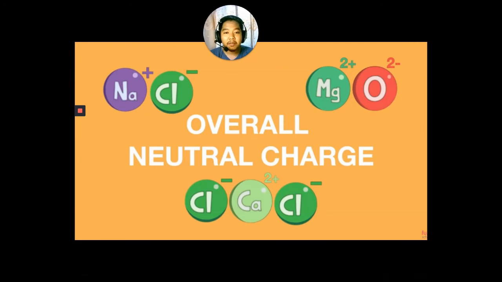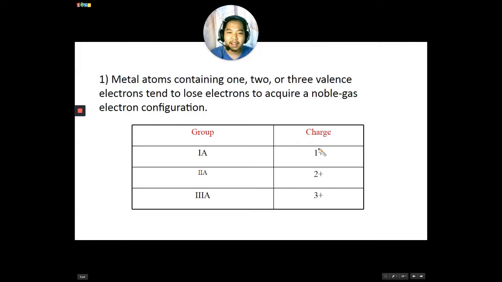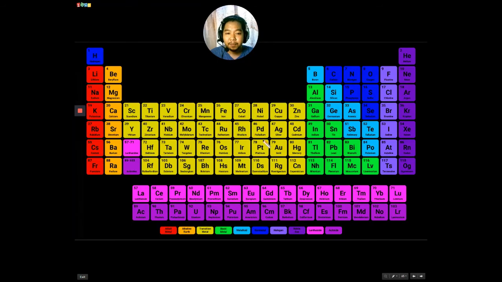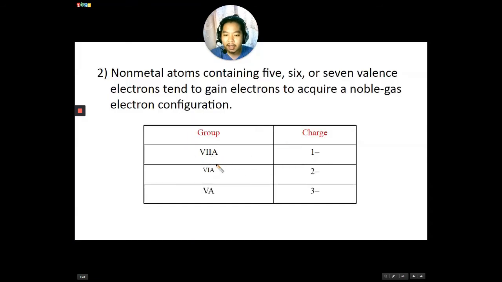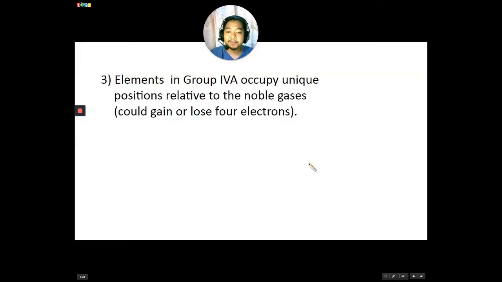And take note that all of our ionic compounds are neutrally charged. Their overall charge is 0 or neutral, making them stable. They want to be alone, but they are meant to find someone that will make them more stable. So again, review. Groups 1, 2, and 3 will have positive 1, 2, and 3. Groups 7, 6, and 5 will have 1 negative, 2 negative, 3 negative. And then group 4A, from carbon downward, they either share electrons, so we ignore them first.